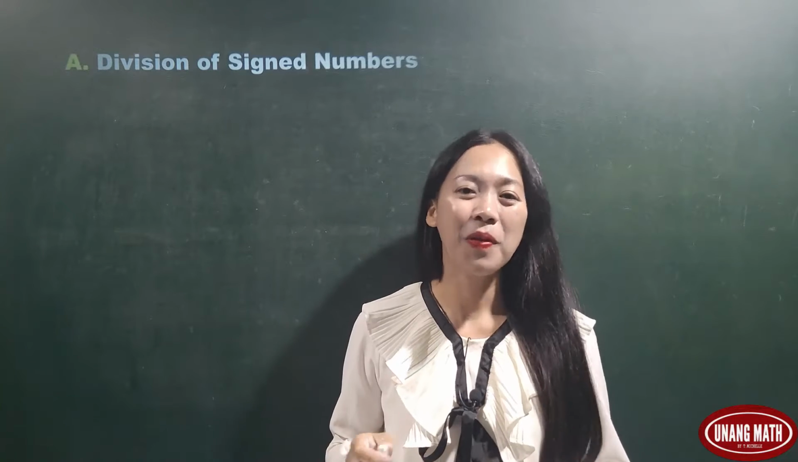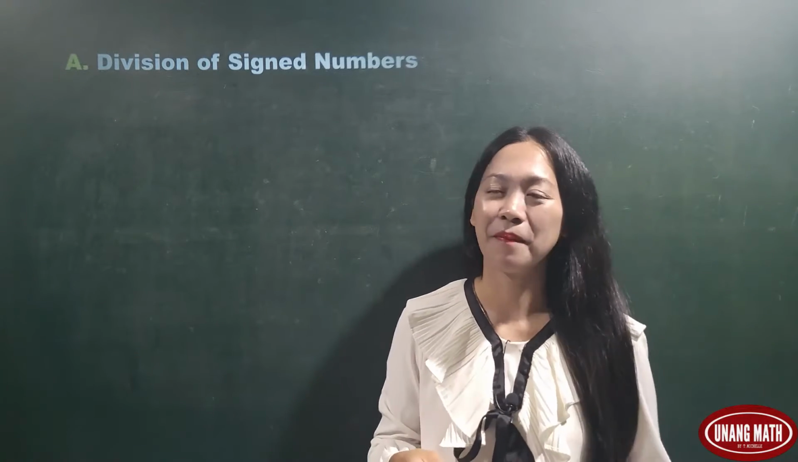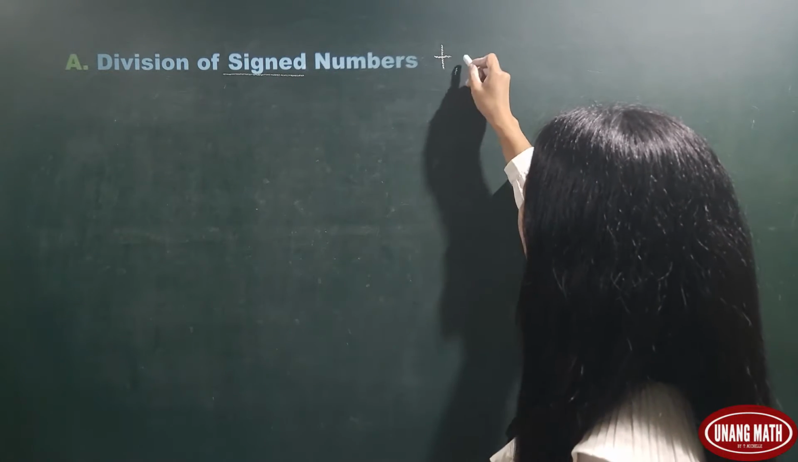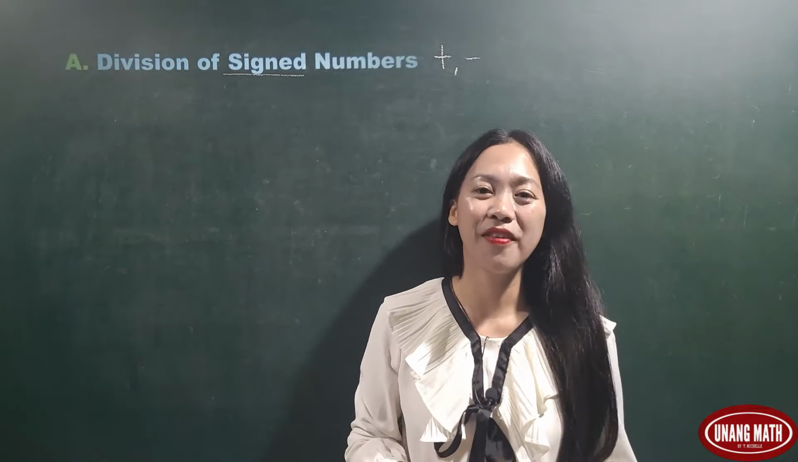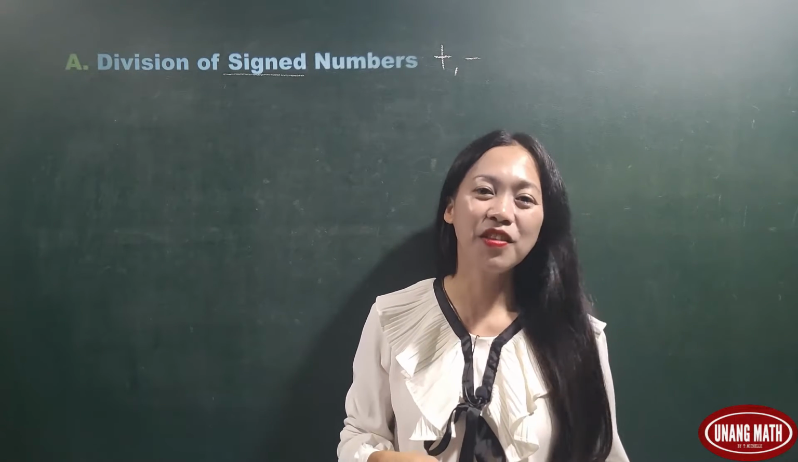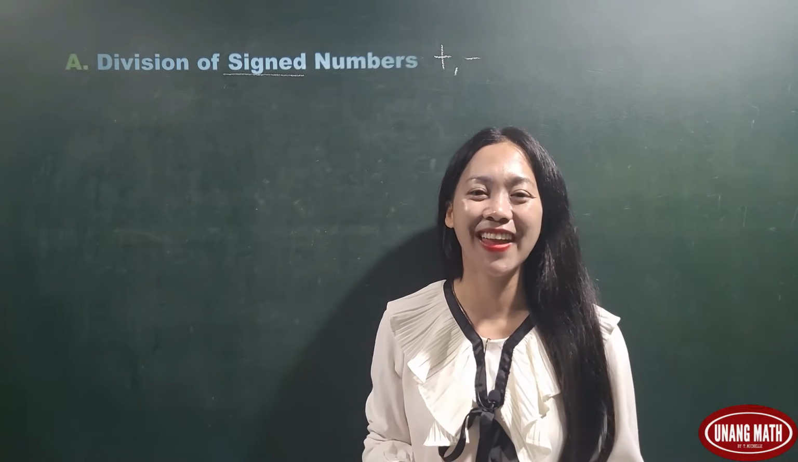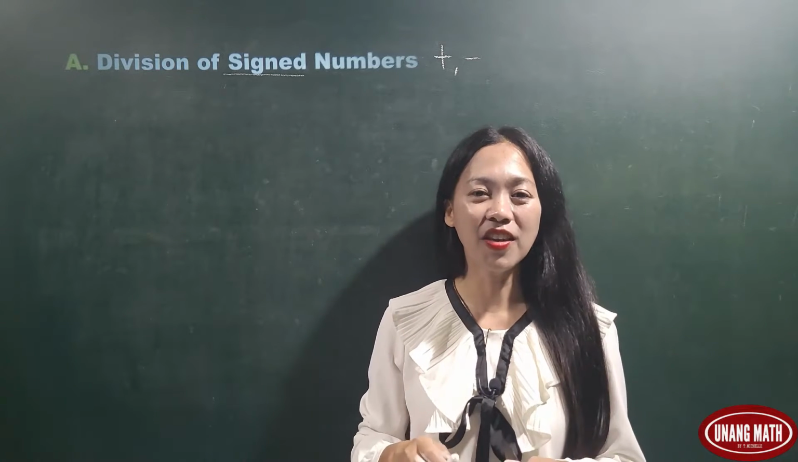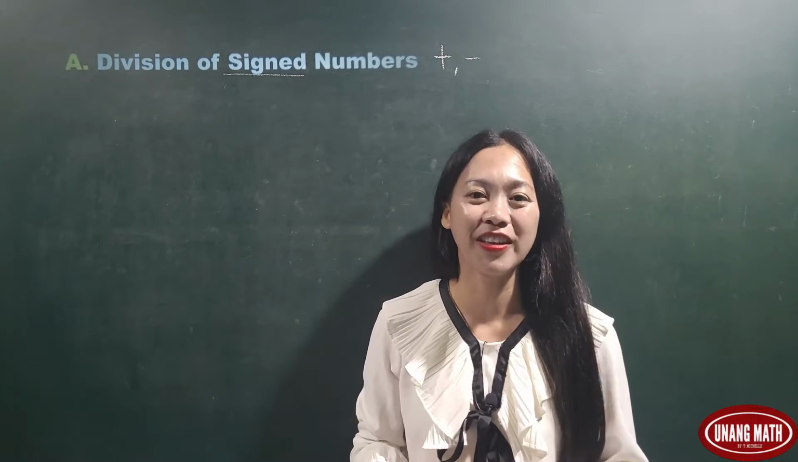This is the first part of this episode, and I will be discussing how to divide signed numbers. Again, when we say signed numbers, these are positive and negative numbers. Before we divide signed numbers, let us first recall the relationship between multiplication and division. Multiplication and division are each other's opposite or inverse operation.